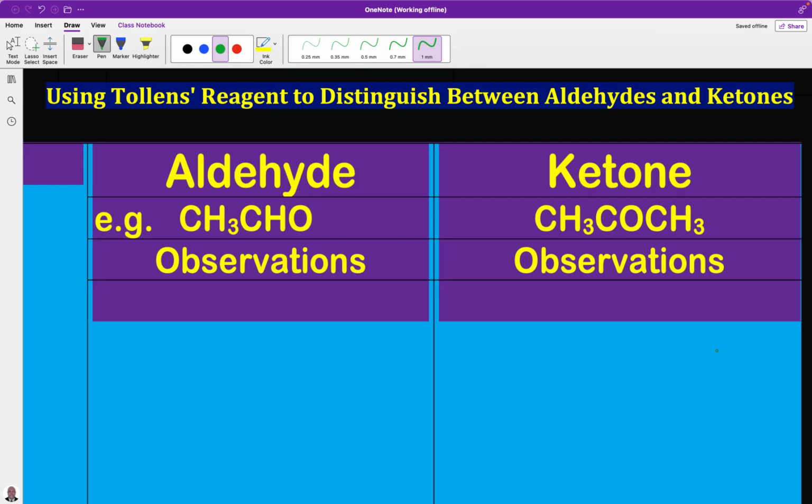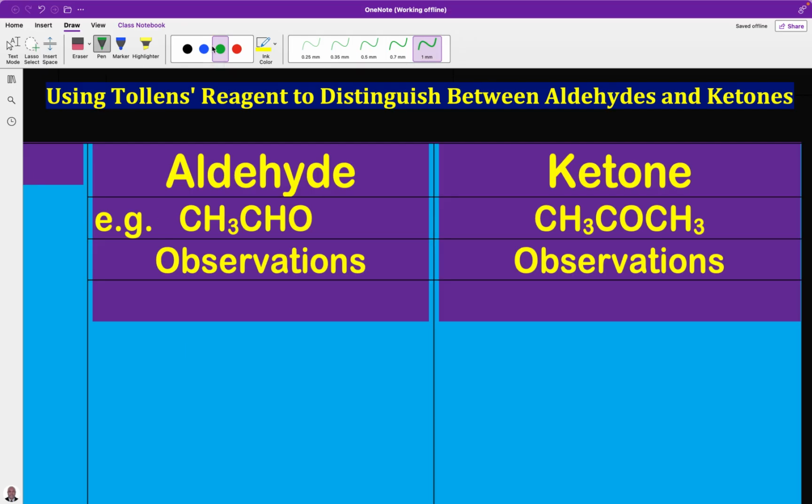So when a few drops of this Tollens reagent are added to 2 test tubes containing the aldehyde and the ketone, and warmed in a water bath for a few minutes again, you will observe that a gray precipitate or a silver mirror coating is seen on the walls of the test tube containing ethanol.